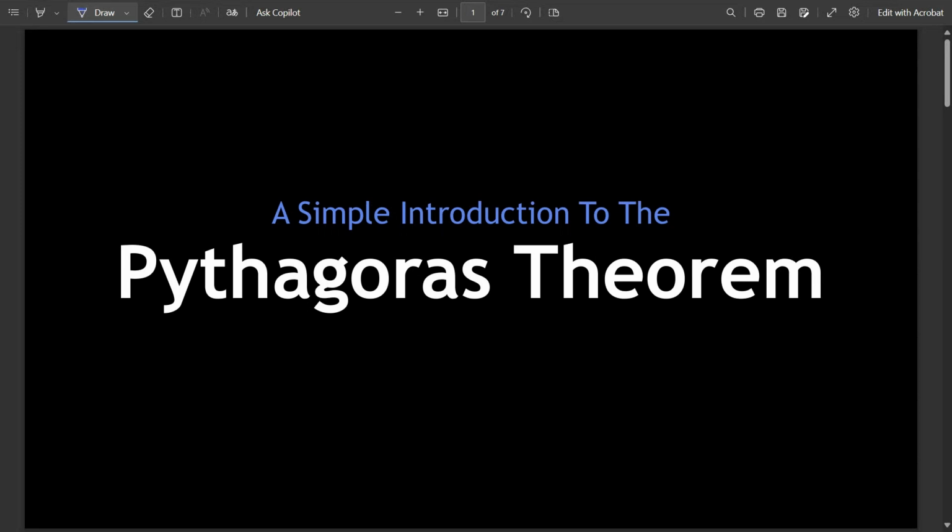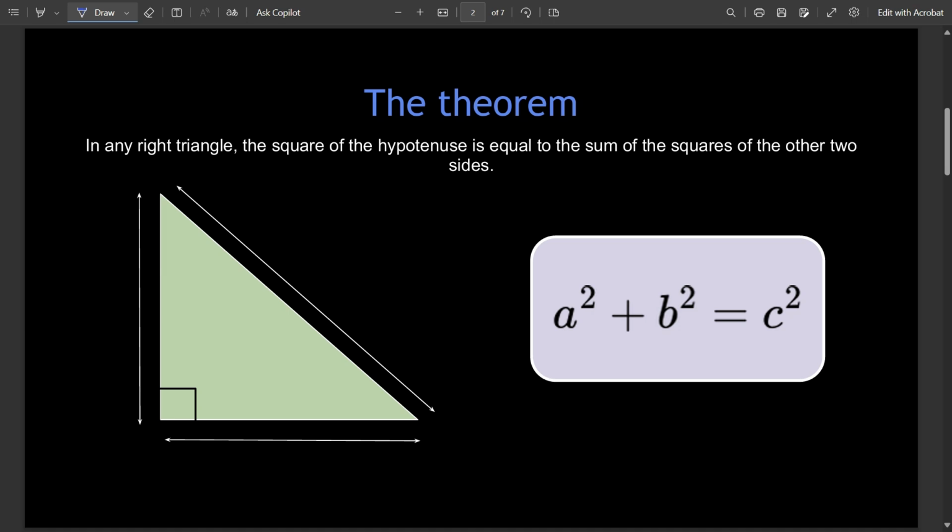A simple introduction to the Pythagoras theorem. So, what is the Pythagoras theorem? Well, the Pythagoras theorem is a fundamental principle in geometry that applies to right-angled triangles. It states that in any right triangle, the square of the hypotenuse is equal to the sum of the squares of the other two sides.